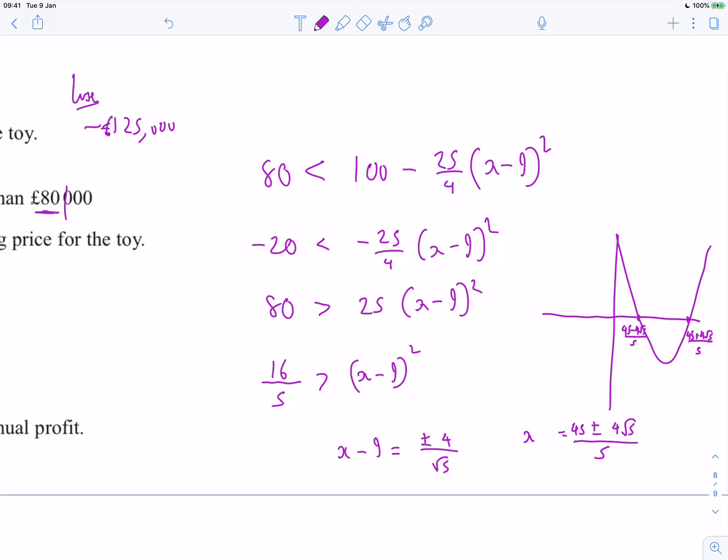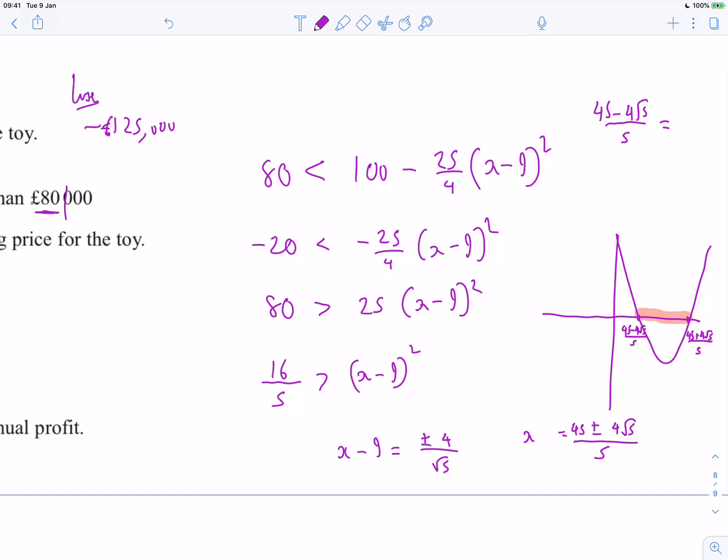And I want where the parabola is less than 0. So the optimal selling price is between here and here. So the least is 45 minus 4 root 5 over 5. And because we're interpreting this for people, I am going to use a calculator for this.